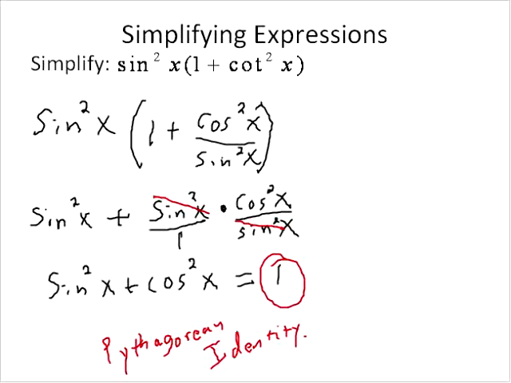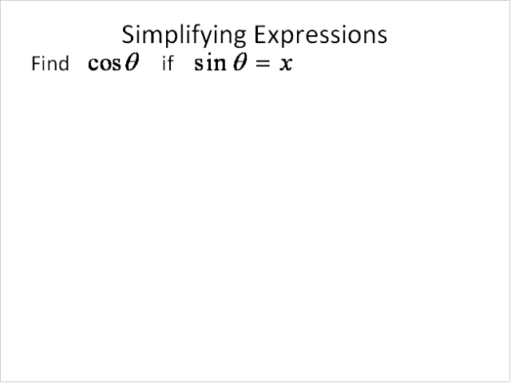Get one more example for us. Not so much a simplifying as just a slightly different problem. We're supposed to find cosine theta if sine theta is equal to x. And I didn't write that in, and theta is acute. So theta is in the first quadrant.